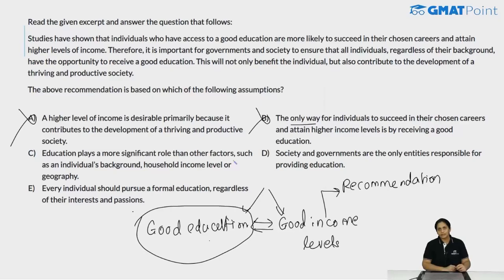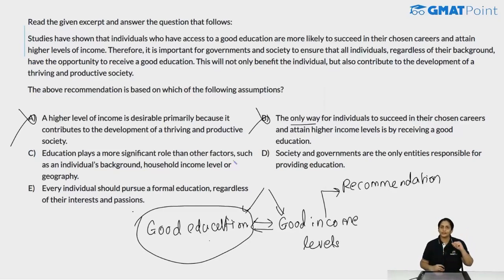So if I say that this particular assumption is not true, then my causation link does not work anymore, that there are other important factors at play which will prevent that causation from working, which would prevent good education from leading to good income levels. And if that is the case, then my course of action does not make any sense. If the person's background makes all the difference, if the person's household income makes all the difference, then my focus on education is misplaced, because all of those other factors would play a bigger role in whether or not the person achieves higher income level or not.